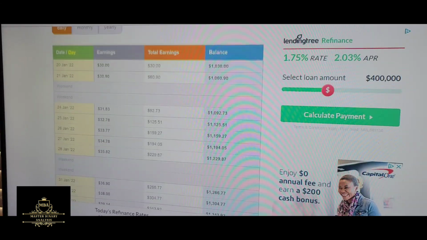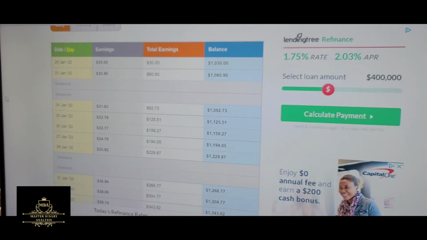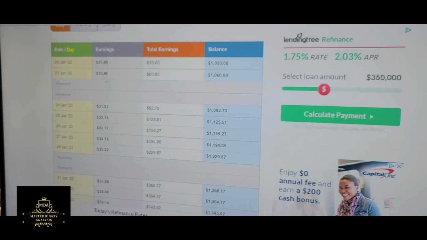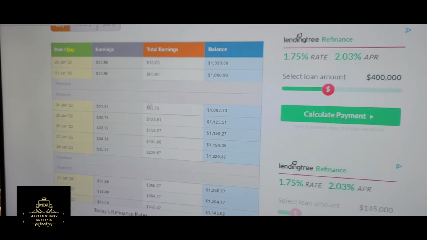So this is the magic of compound interest. This is the 8th wonder of the world, as Albert Einstein said. So your first day you make $30. The next day you make $30.90. Next day, $31.83. And see, your account just goes up.